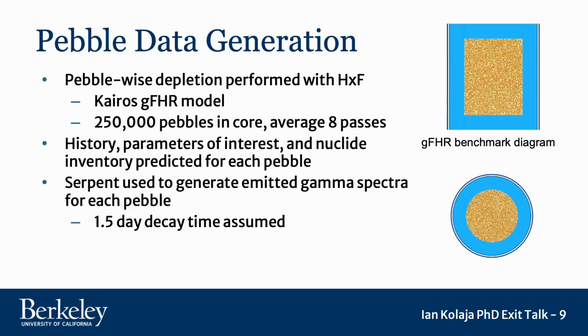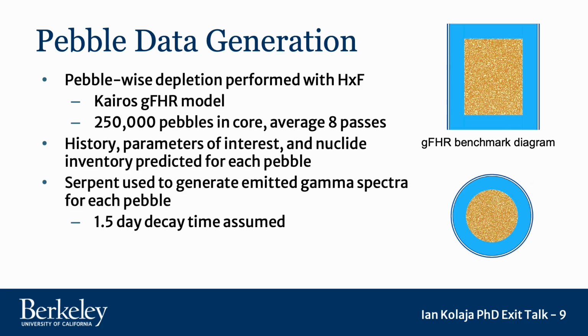So first of all, we used HXF, which is a depletion tool developed here at Berkeley, and we used that to simulate the PBR core. This gets us data for individual pebbles. The model that was used for this was the generic FHR, which is Kairos Power's benchmark design that they released. It's a fluoride salt-cooled high-temperature reactor. In this design, pebbles make around 8 passes through the core before they are fully used up, on average.